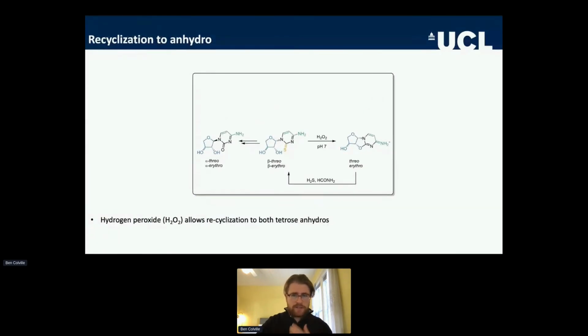An interesting aside here is that we can actually use hydrogen peroxide to rapidly recyclize these compounds and prevent them from undergoing this slow hydrolysis to these oxygenic cytidines, which will become important momentarily.